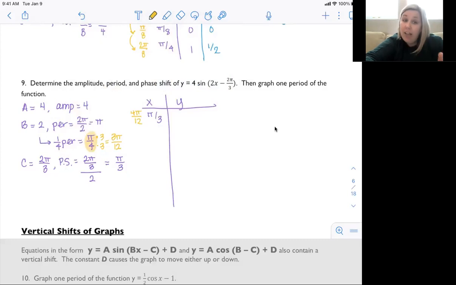So pause your video again and see if you can come up with the 5 x values, the 4 other x values that we need. I'll be back with the answers momentarily.